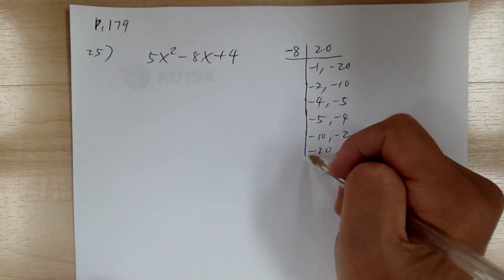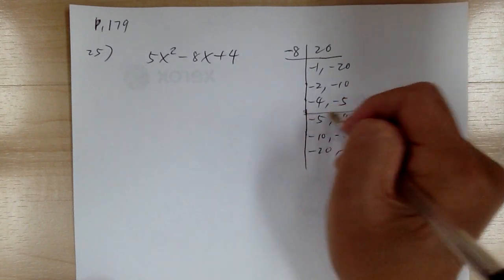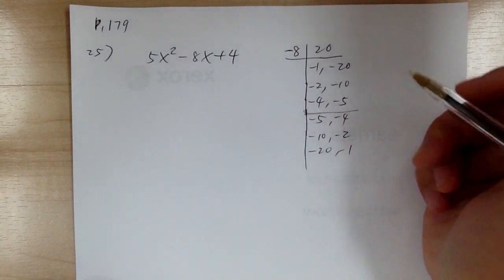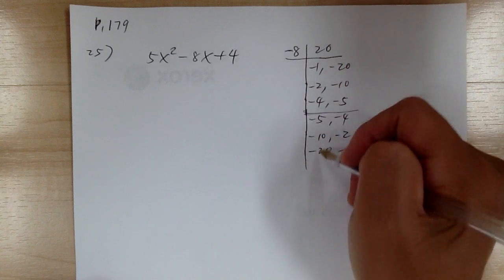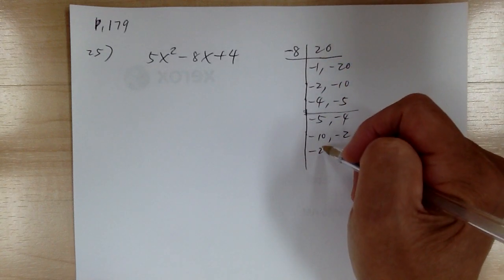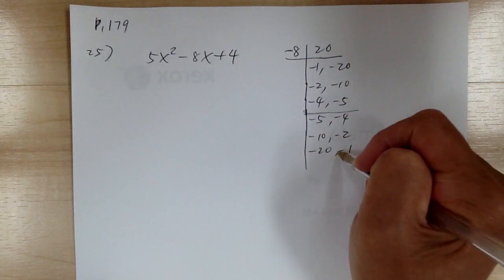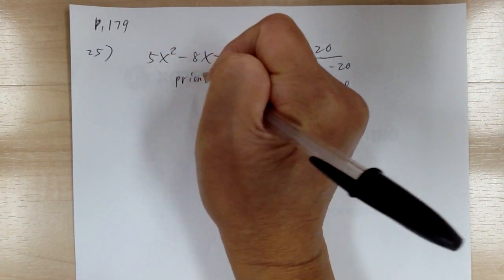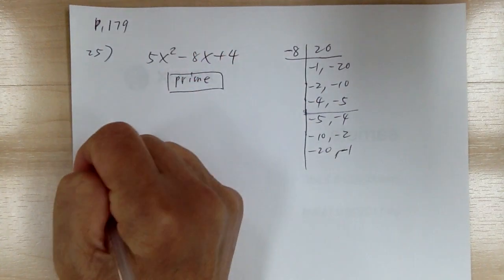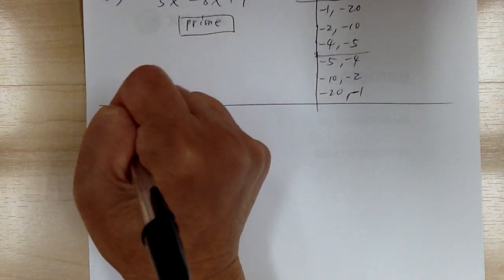Now, you can just stop right over here because they are symmetrical, right? Notice none of this is going to match. Again, the reason you want to go in order is that way you know that you didn't skip anything, and none of them is going to match. That means this is prime. It's not factorable. Okay, let's go to 27.